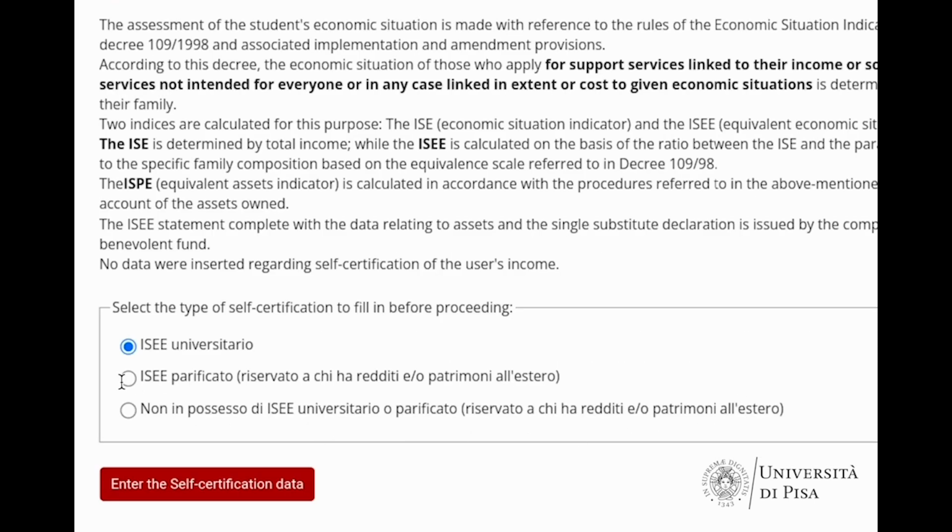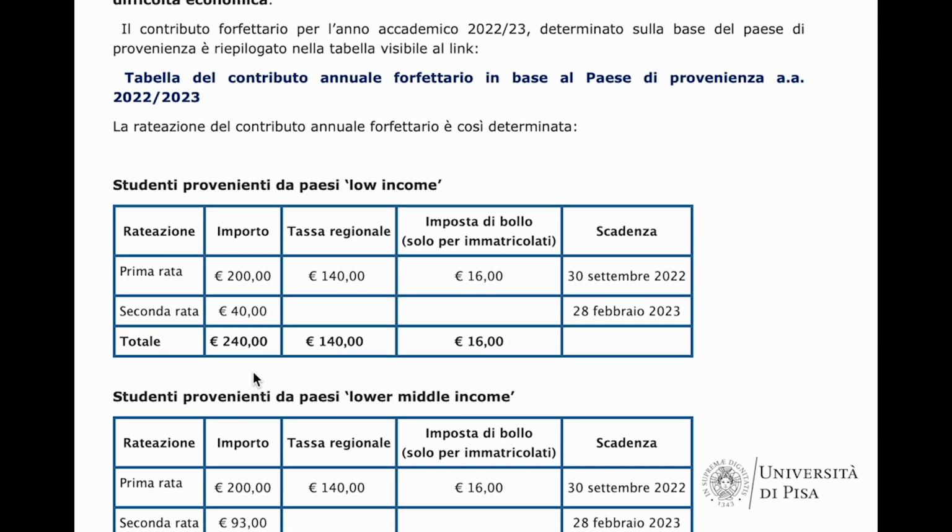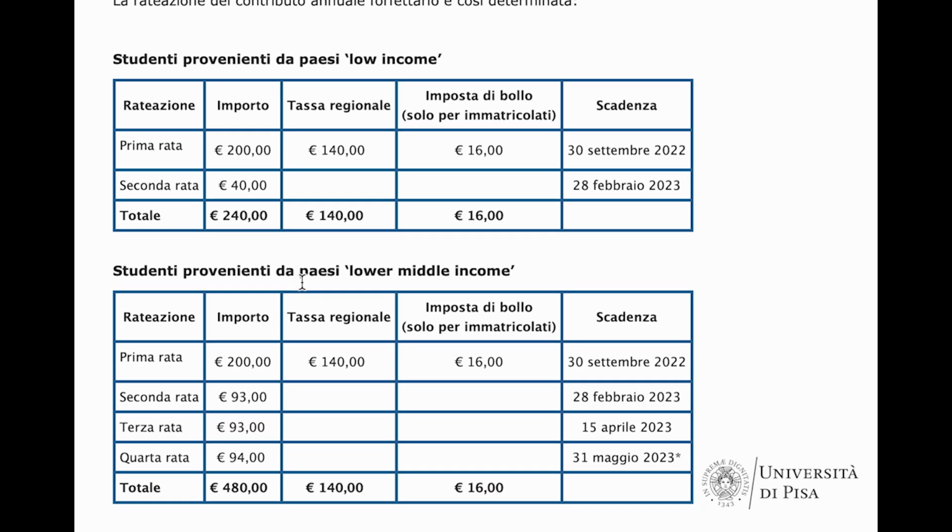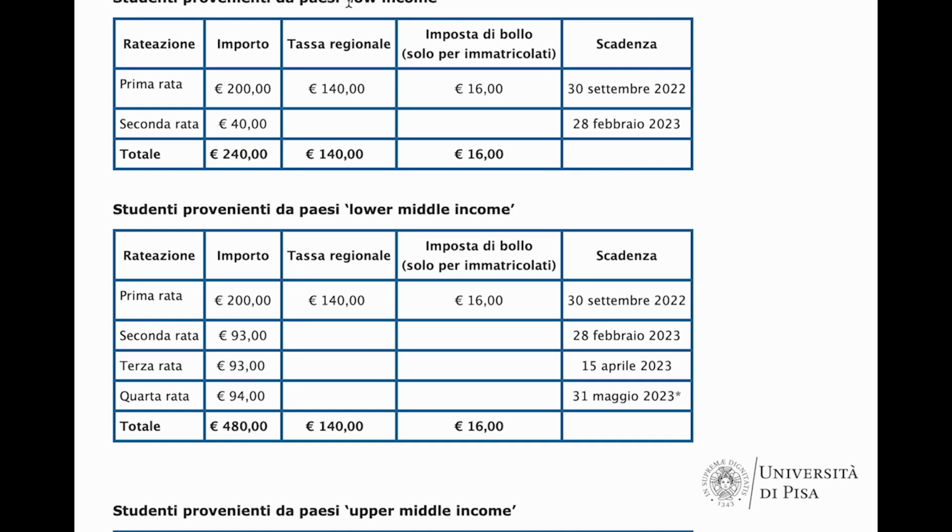Now the last thing. We have talked about ISEE Universitario if your heritage is here in Italy, and ISEE Parificato if your heritage is abroad. The third option is if you don't have ISEE and you cannot issue it. So if you don't have it, you click here and enter, and you will pay based on your country income. Here on the site of the university, you can find how much you will pay.